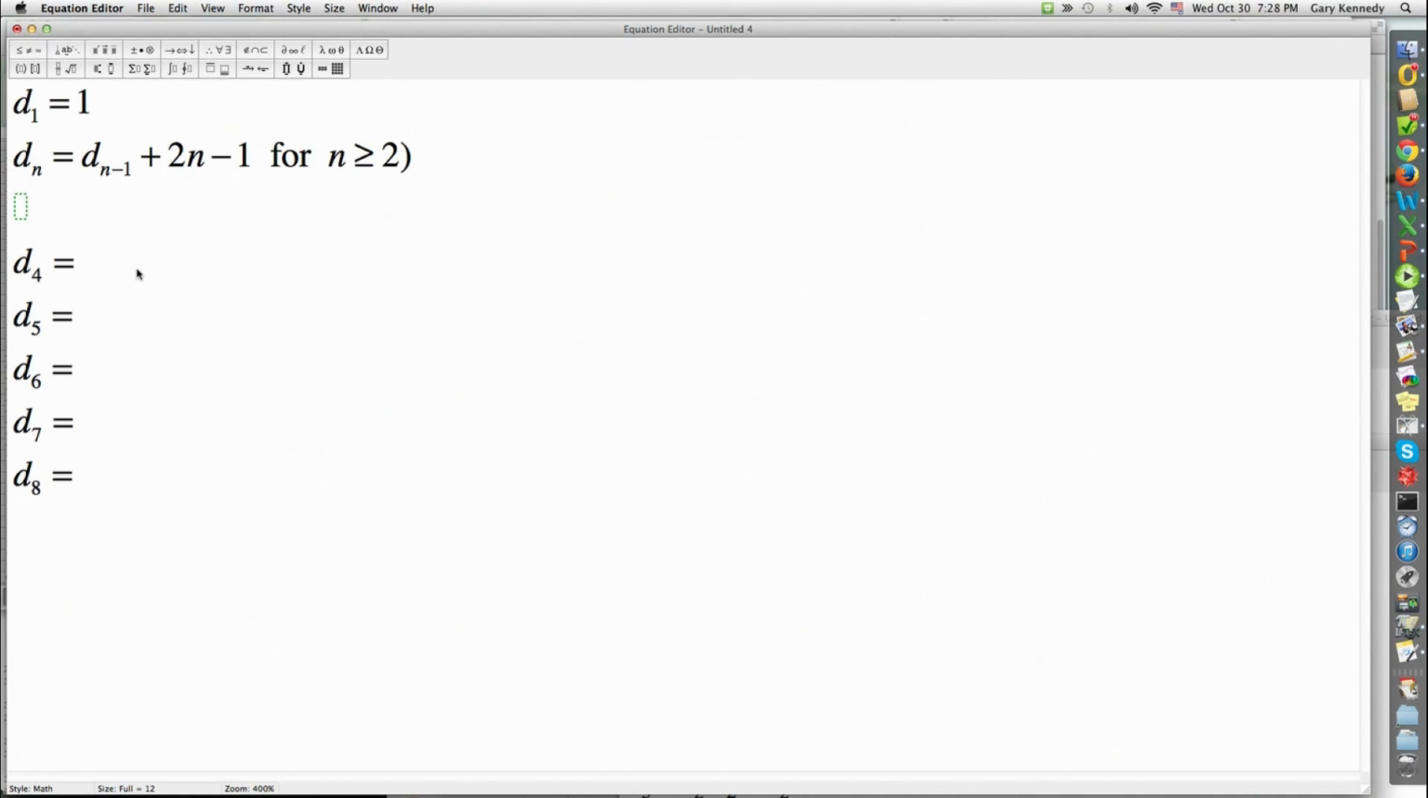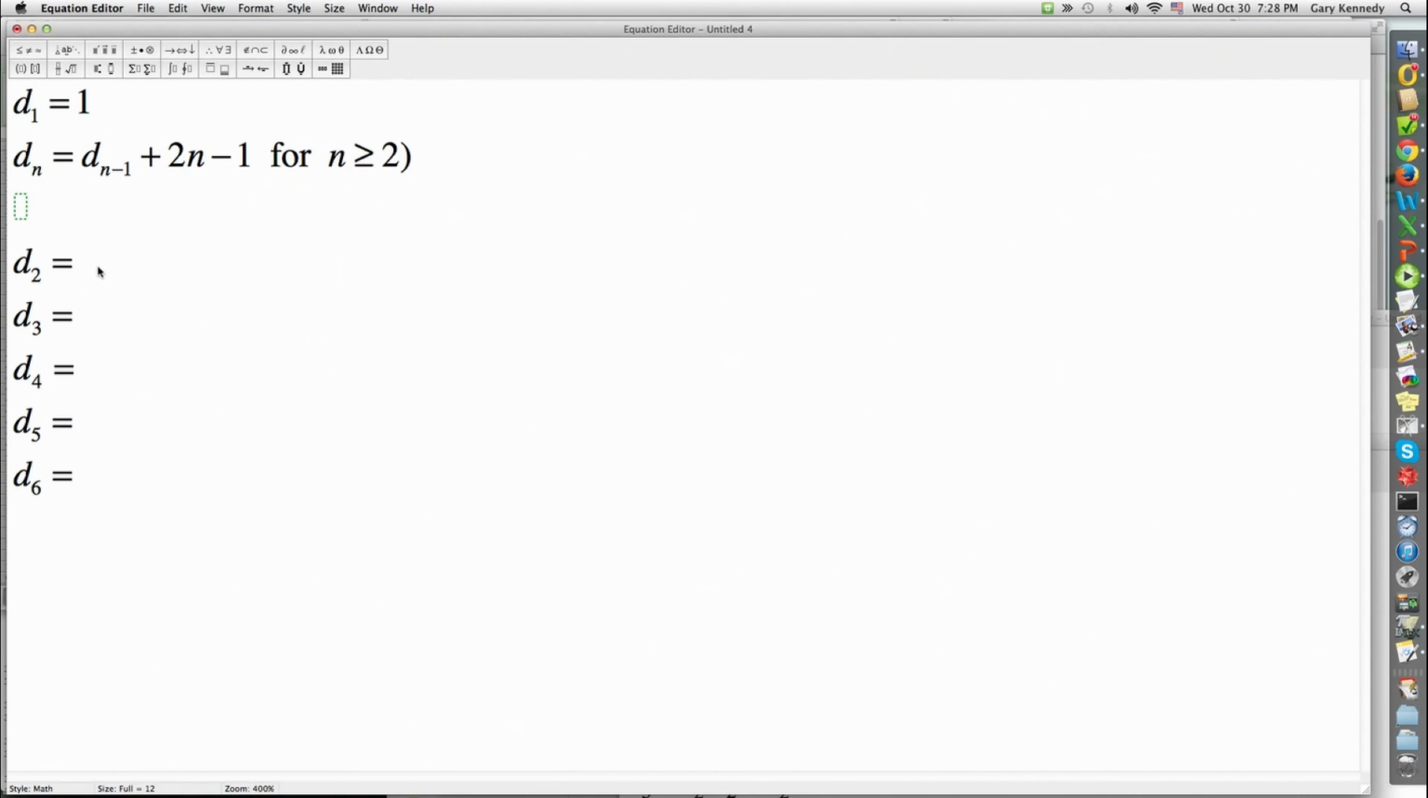Well, here we are. I've repeated the definition. D1 is 1. Dn equals Dn minus 1 plus 2n minus 1 when n is at least 2. All right. Again, I forgot to change some subscripts there. I want to calculate D2, D3, D4, D5, and so on.